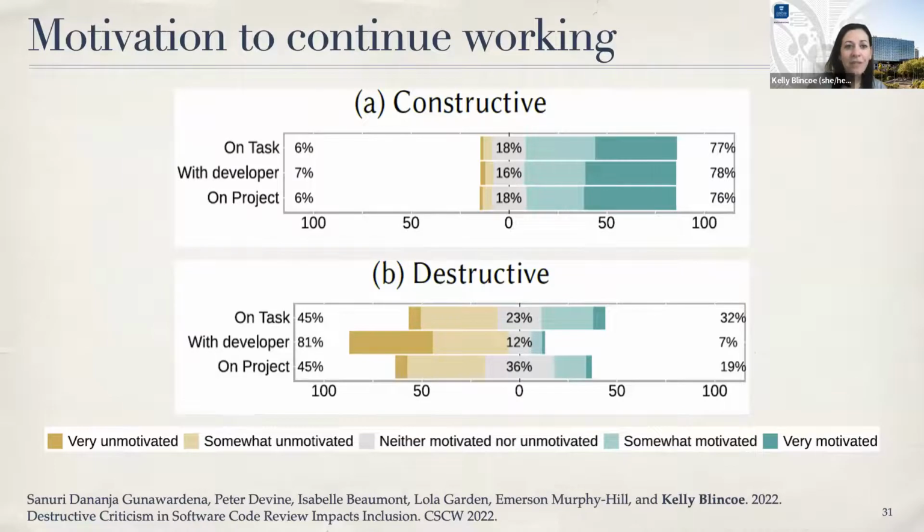We also asked participants how motivated they would be to consider working on the task with the developer or on the project. And again, you see very clear differences between constructive criticism and destructive criticism. The constructive criticism at the top shows strong agreement. Developers are motivated to continue working after receiving constructive criticism. On the bottom, you see strong disagreement. This is particularly with the developer that gave the destructive criticism. Developers would not be motivated to continue working with that developer, but also on the task and on the project itself, developers would be less motivated to continue working if they received destructive criticism in our hypothetical scenarios.